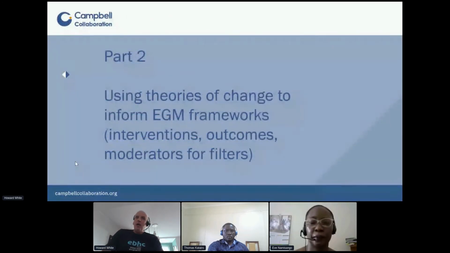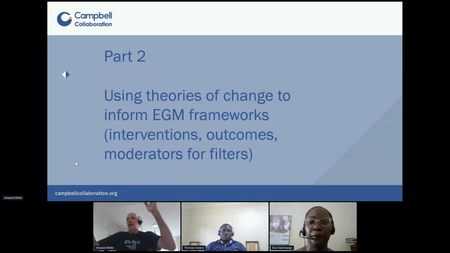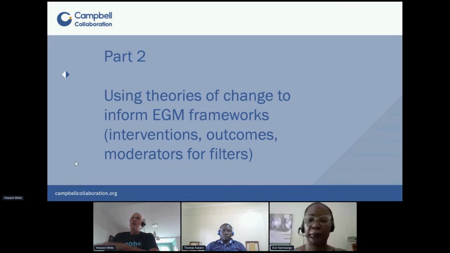Okay, part 2, using theories of change to inform EGM frameworks. So the framework for an EGM, most EGMs are effectiveness maps, so they have interventions in the row headings, outcomes in the column headings. Then they have filters, which are things like the population characteristics by age, by disability, humanitarian setting, and so on. And they're usually important moderators in any effectiveness analysis. So the moderators we find in studies, or those suggested by theory of change, can apply as filters in the map.